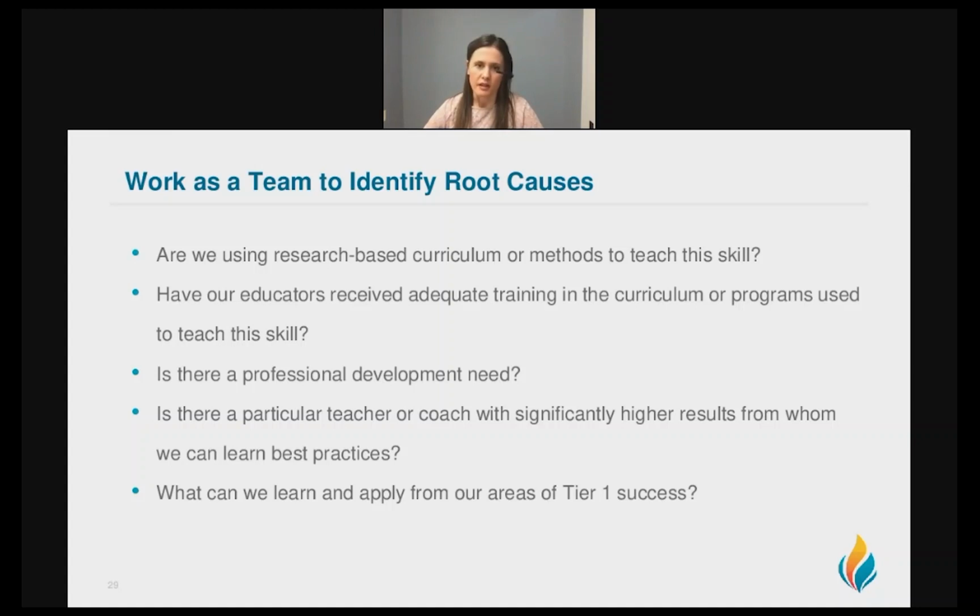And all of it starts again with data. So then thinking about, I already mentioned this, but if we see that something is working really well with one of our colleagues, how could we maybe learn from that colleague? Could we have other staff go in and watch how that teacher is teaching, or ask them, how did they start doing it this way? Also, is there anything that we can learn and apply from just our general areas of tier one successes? So if we're seeing things that are working, how can we continue to make sure that we're enhancing the outcomes we're working toward?